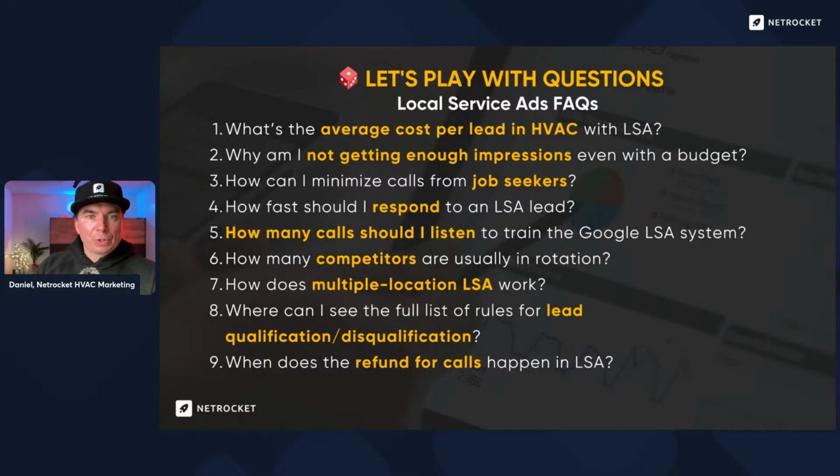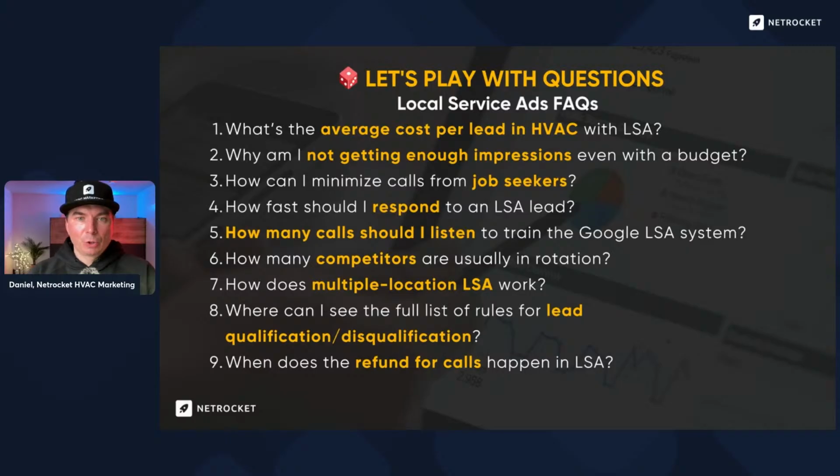How many calls should I listen to train the Google LSA system? I recommend listening to all the calls and rating all the calls, all the leads. This is my recommendation, not only in the beginning, not only when you train the local service ad system, but for the whole lifetime.